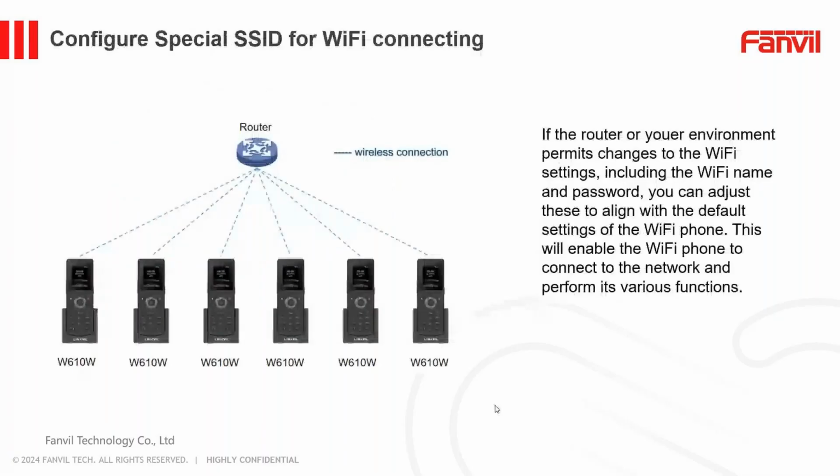Now the first option that we have is the default SSID. If you have a router or access points that allows you to modify and change the Wi-Fi SSID and the password, you can just use this and configure the default SSID on the router. Then the phones will be connecting to the network automatically. Then you can provision other settings on the phones.